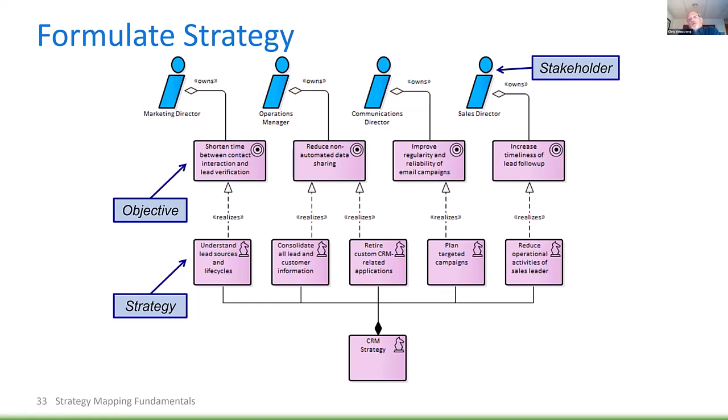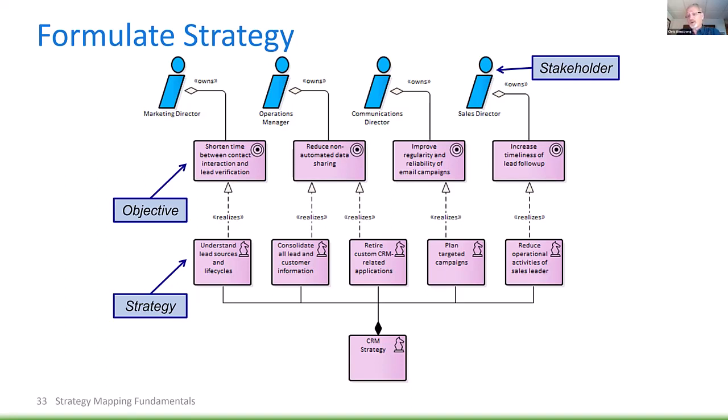But then, and again, how we do this, whether we do it bottoms up or top down, really depends. A lot of times people start with these goals and objectives, and then they go, how are we going to do that? But sometimes you're like, I know we need to do this, but now we need to think about why. So it really depends. But in this case, we came up with objectives, and then by using some of the techniques that we talked about earlier, we came up with five strategies. We need to understand lead sources and life cycles, consolidate the information, retire custom apps, plan targeted campaigns, and so on. And those five strategies all added up together comprise the overall CRM strategy.